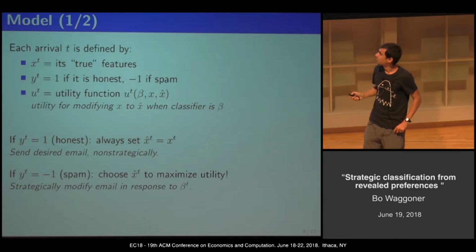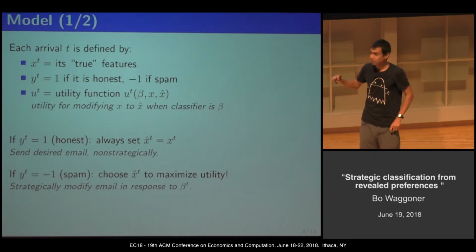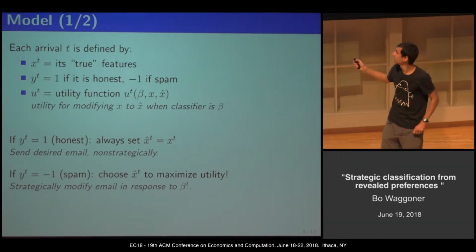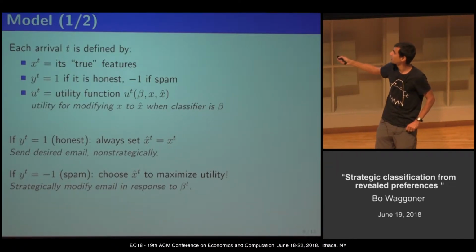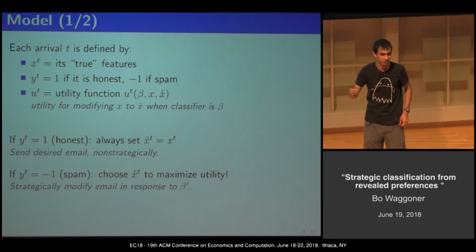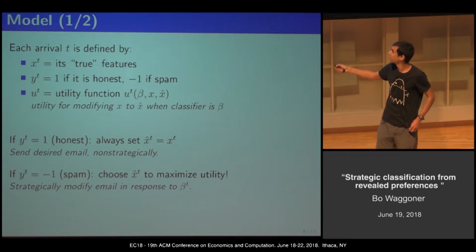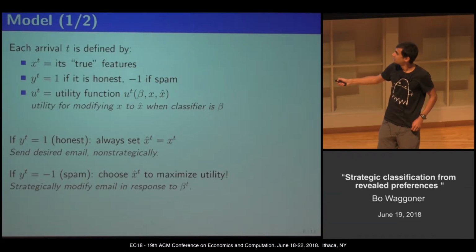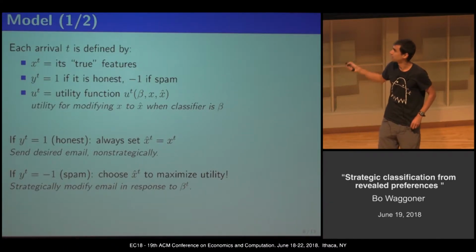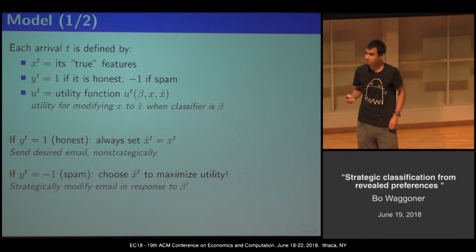Okay, so if the label is 1, so if they're an honest agent, in this paper we assume that honest agents don't act strategically. It's probably possible to think of them as also acting strategically, but in examples like spam classification or detecting fraudulent transactions, we tend to think of these honest agents as non-strategic. So they just send the email they wanted to send. The spammers, the strategic agents, are going to choose this actual sent email in order to maximize utility, in response to the classifier that's currently being used.